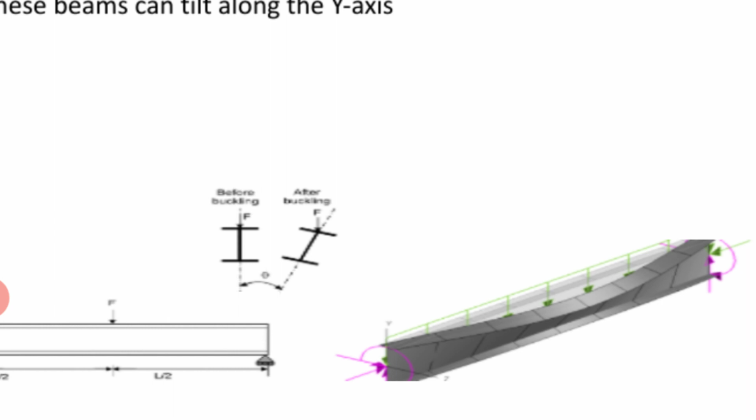Then this figure illustrates the displacement and the rotation that takes place as the mid section of the beam undergoes lateral torsional buckling. Look at this mid section of the beam, it has undergone lateral torsional buckling.